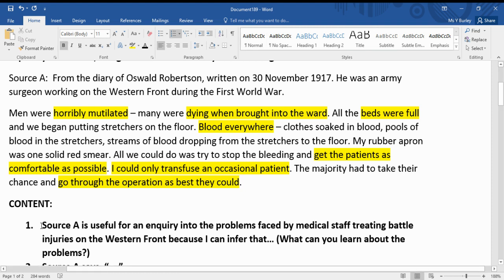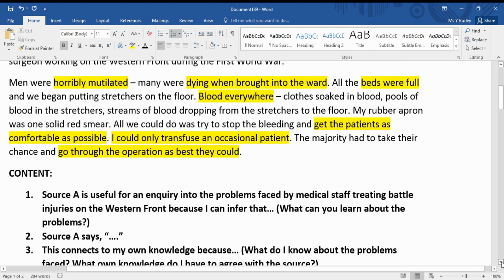So to start off my sentence: source A is useful because, using the words of the question, for an inquiry into the problems faced by medical staff treating battle injuries, I can infer that. Okay, and you're going to write a sentence telling me what you can learn about these problems. What problems were faced? And what can you learn about the problems?